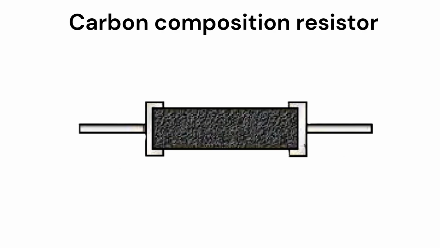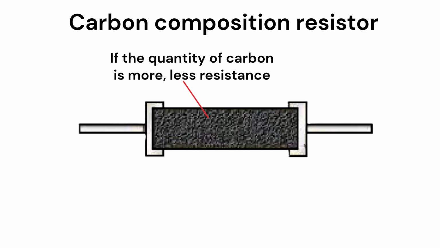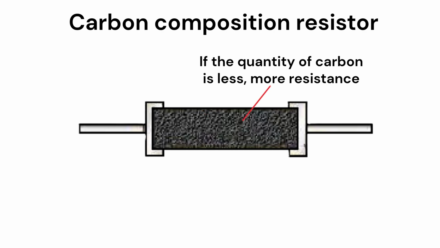The carbon is a good conductor and ceramic is a bad conductor. So if the quantity of carbon is more while mixing carbon and ceramic together, it results in low resistance, and if the quantity of carbon is less, it results in high resistance.